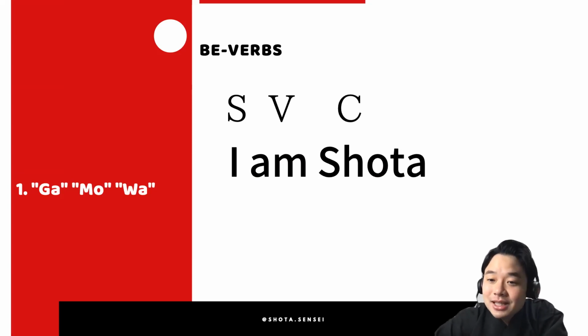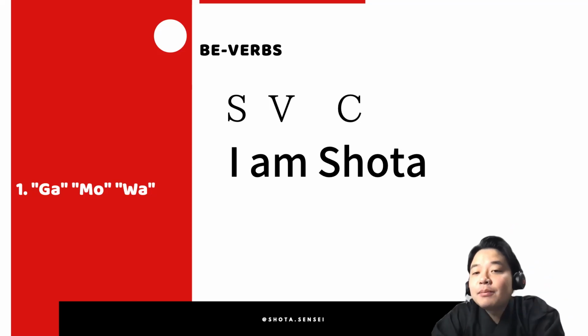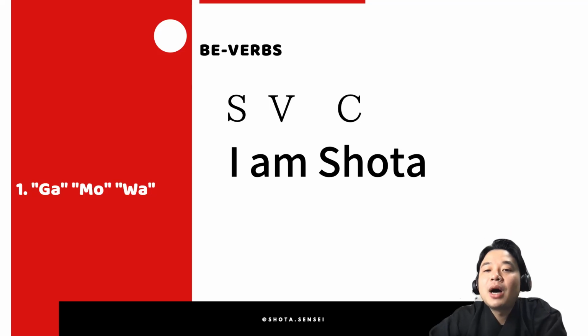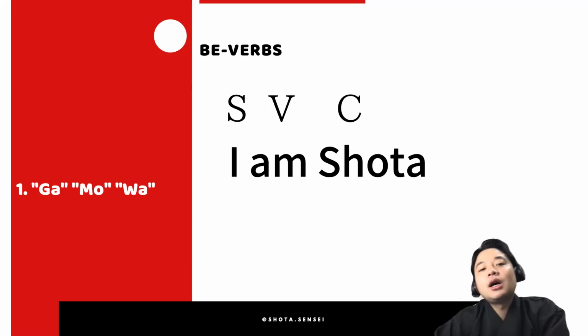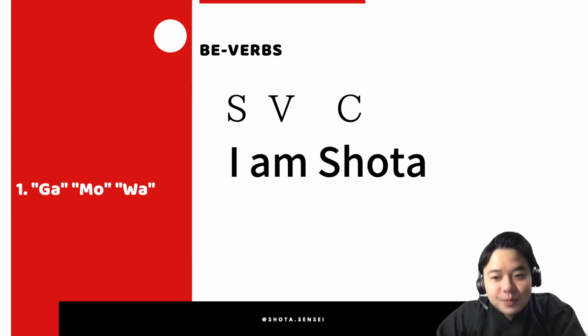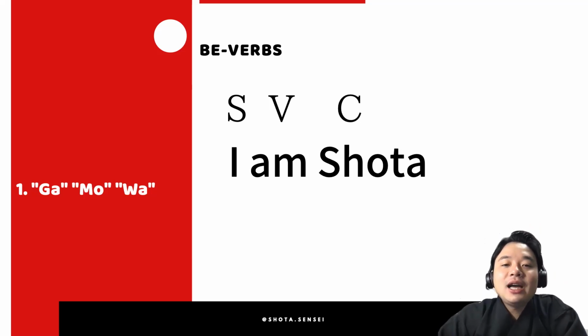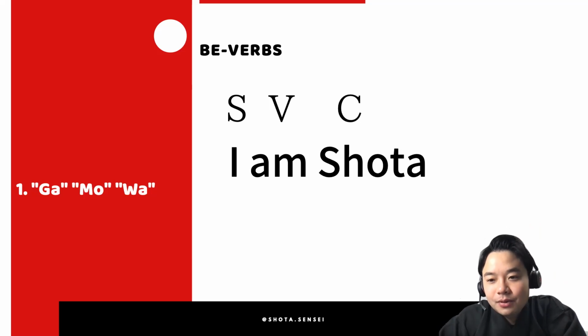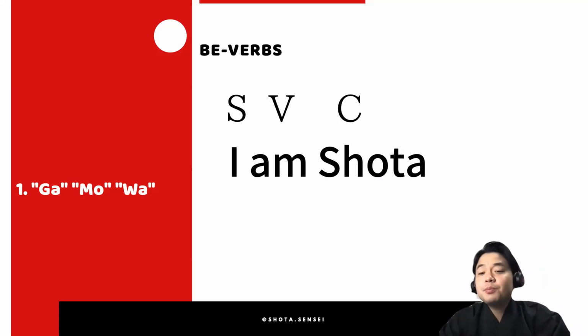And what does the C stand for then? This C stands for a complement. Complement is used as something that corresponds with the subject. So, for example, when you make a be verb sentence, S, V, and C, the S equals the complement. That means I equals Shota, or he equals Shota. He is Shota. That's pretty easy, right?